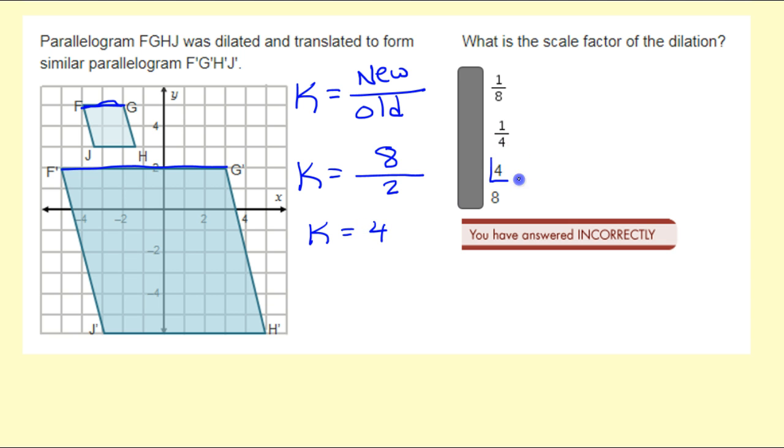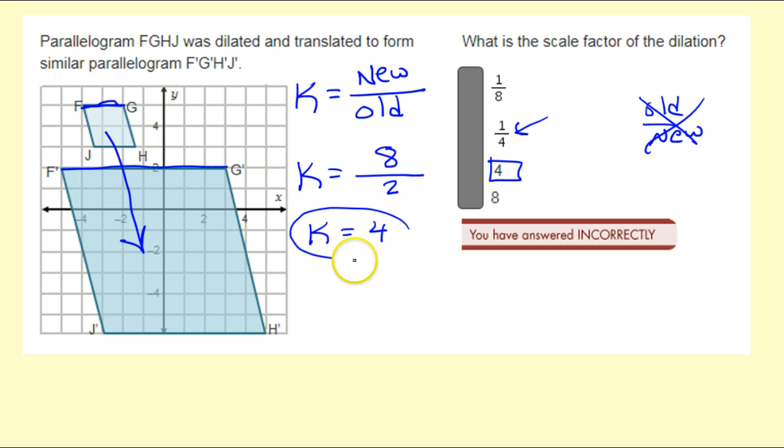So this is going to be your answer right here. Don't get confused and say 1/4 because that would mean you were doing old over new. And that's backwards. Think about it. You know that the one with the primes, that's supposed to be the new image. So we're going from small to big. So the scale factor has to be bigger than 1 then. If it's going to increase everything, the scale factor means it's 4 times as big.